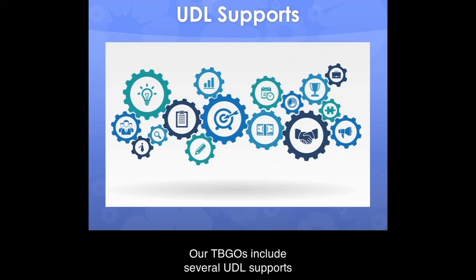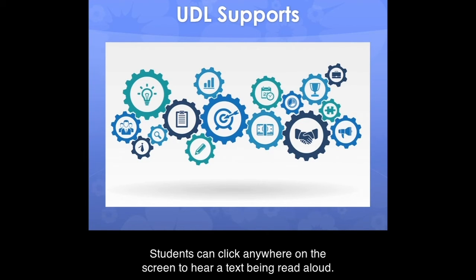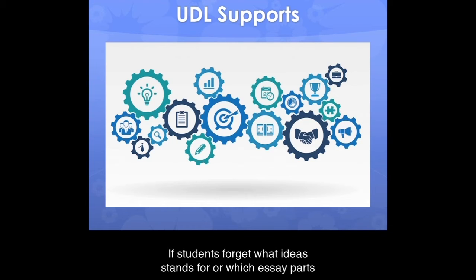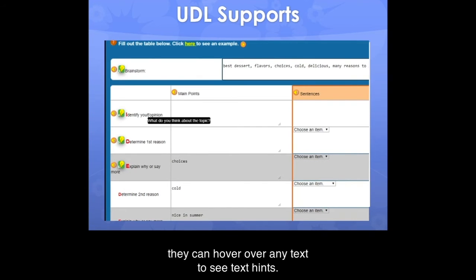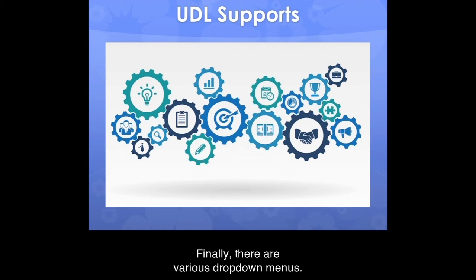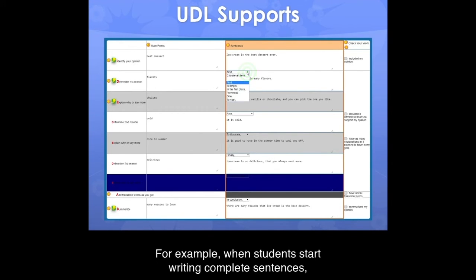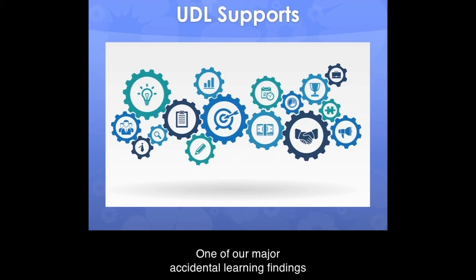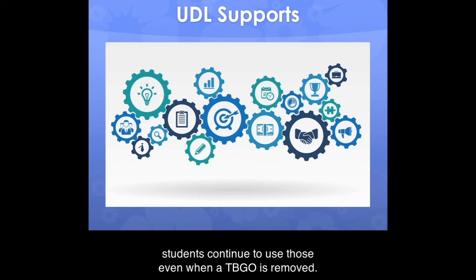Our TBGOs include several UDL supports that can help students with various abilities and needs. I already mentioned built-in text-to-speech. Students can click anywhere on the screen to hear text being read aloud. If students forget what IDEAS stands for or which essay parts should be included in a persuasive essay, they can hover over any text to see text hints. There are also audio comments built in, so students can hear what needs to be included in each part of their persuasive essay. Finally, there are various drop-down menus. For example, when students start writing complete sentences, there is a drop-down with different transition words for each sentence. One of our major accidental learning findings is that after choosing transition words from a drop-down menu, students continue to use those even when a TBGO is removed.